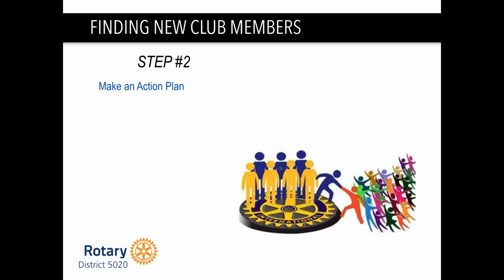And step 2 is making an action plan. Now, this is where your committee will take the names that you've generated from your club members and determine who to contact. Not all leads make sense as Rotarians, and you may get enough names that you want to target specific groups first before others.